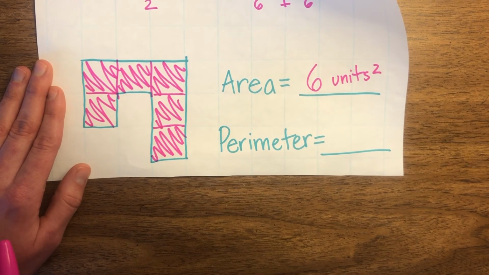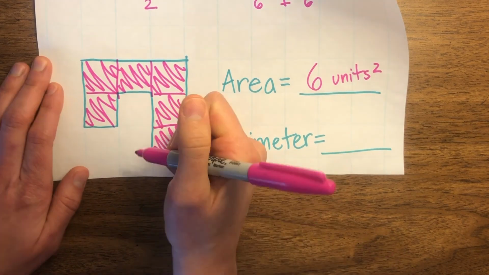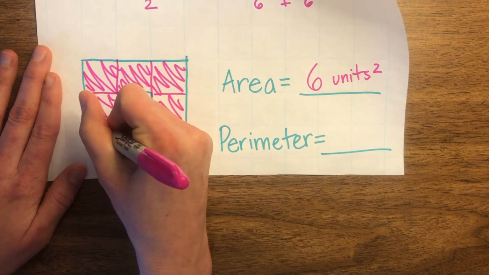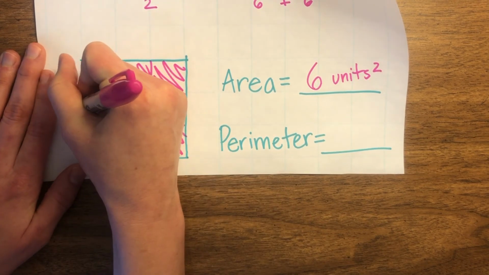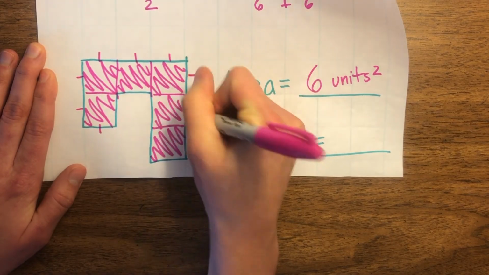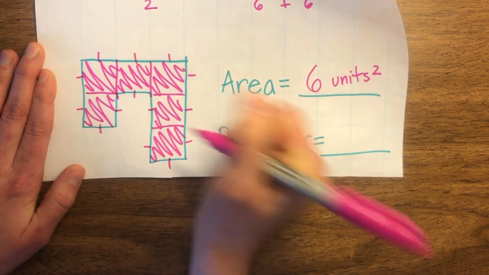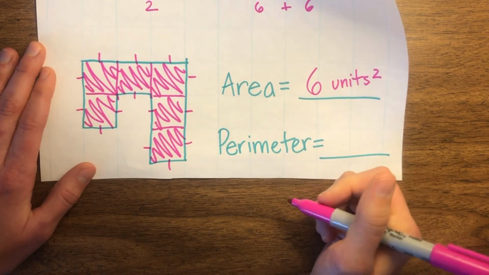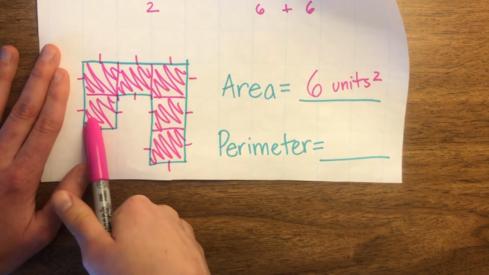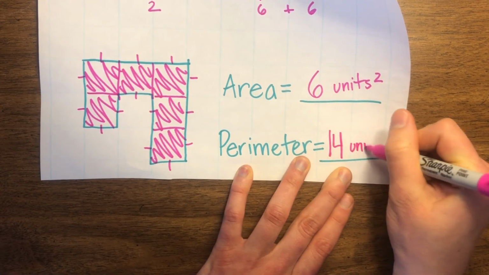Perimeter on this shape is a little bit more complicated. I'm going to label it so that I don't forget. You know what? I'm not going to label it. I'm just going to mark as I go so that I remember to count off each single square side. So 1, 2, 3, 4, 5, 6, 7, 8, 9, 10, 11, 12, 13, 14. All right, I counted 14 square sides total around that whole shape. That means that the perimeter is 14 units.